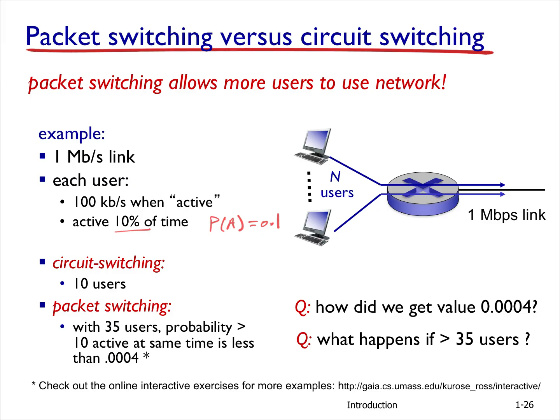If an 11th user tries to get in, he or she will find the network blocked and cannot get into the network, right? That's for circuit switching, okay?